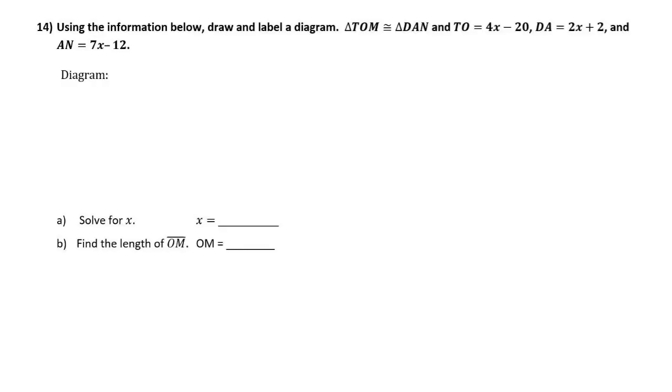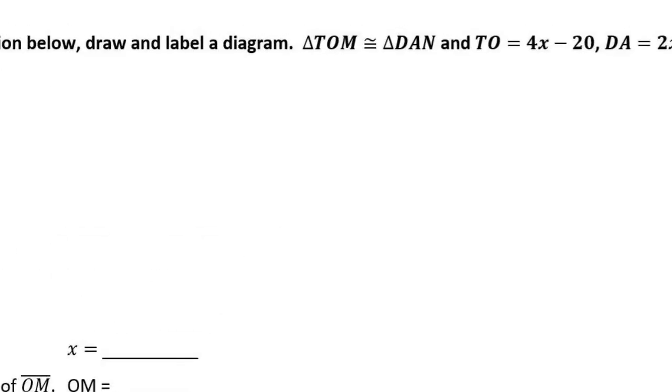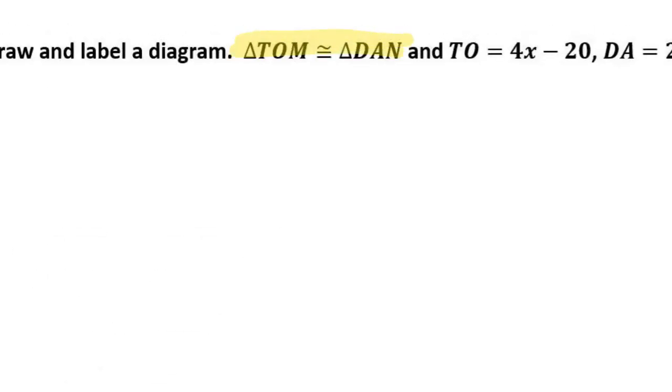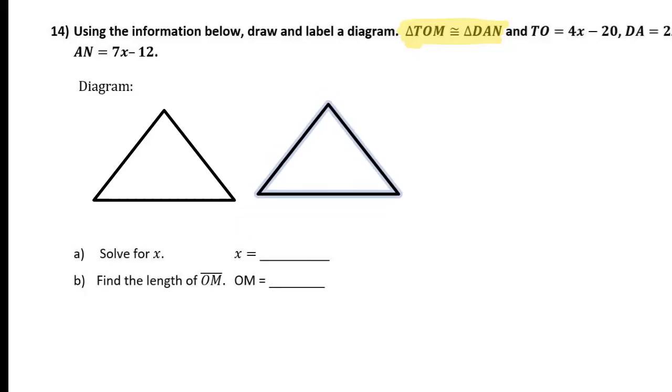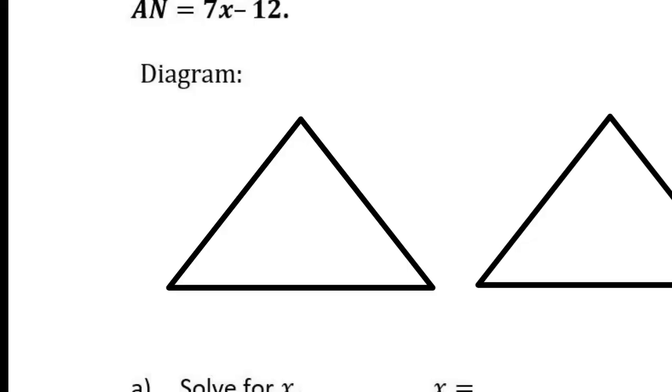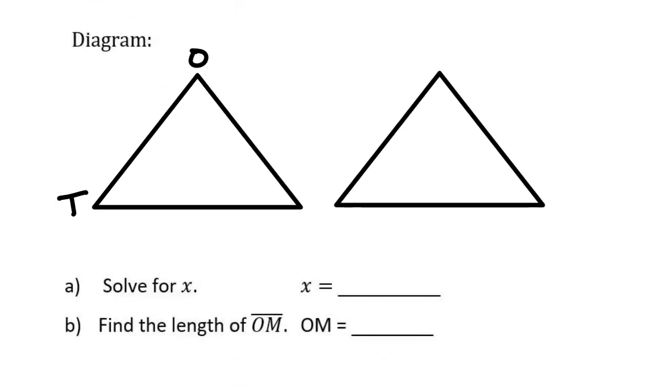Using the information below, draw and label a diagram. We are going to draw and label triangles Tom and Dan. So I'm going to draw 2 triangles. I want them to look similar because they are supposed to be congruent. We're going to label one of them T-O-M and the other one D-A-N.